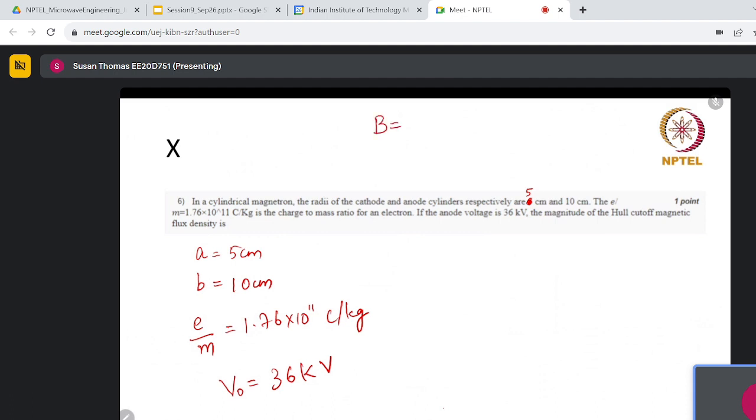So, the equation for Hull cutoff magnetic flux density is 8 into V naught M by E, the whole raised to half, by B into 1 minus A square by B square. A and B you know, V naught you know, E by M is also known. So it's just a substitution. You can find out the magnitude of the Hull cutoff magnetic flux density.